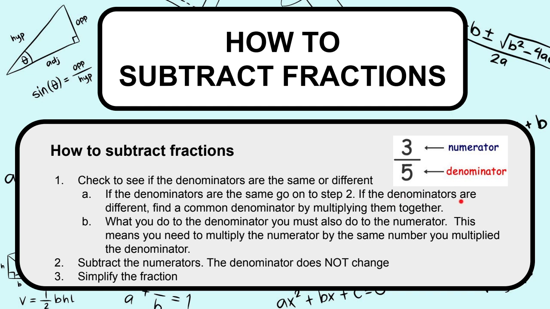If the denominators are different, find a common denominator by multiplying them together. So going on to step B, after you look at your fractions and see 2 different denominators, you multiply those denominators to get a common denominator. And then what you do to the denominator, you must also do to the numerator. This means you need to multiply the numerator by the same number you multiplied the denominator by. You'll see this in our examples when we work through it.